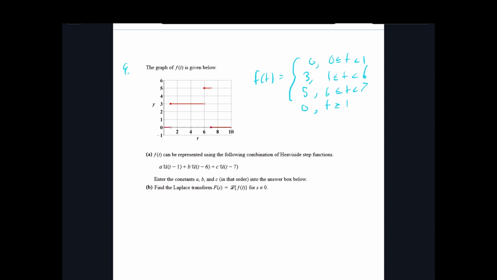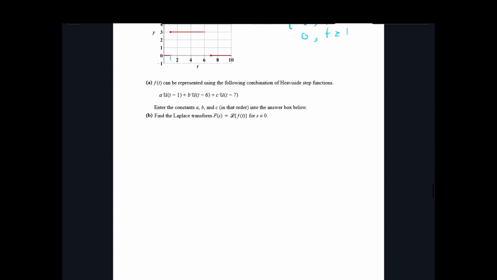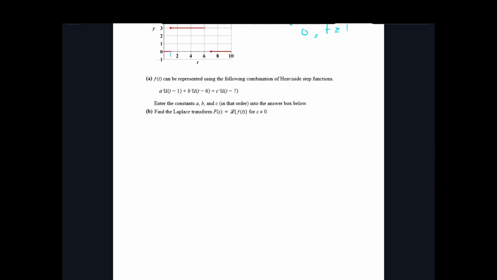So 0 is less than or equal to t less than 1. We're up to 1 right here. And it's not inclusive, so you put the 0 at the end and just go through it like that. We're going to take it step by step. Our first thing is just entering the constants.